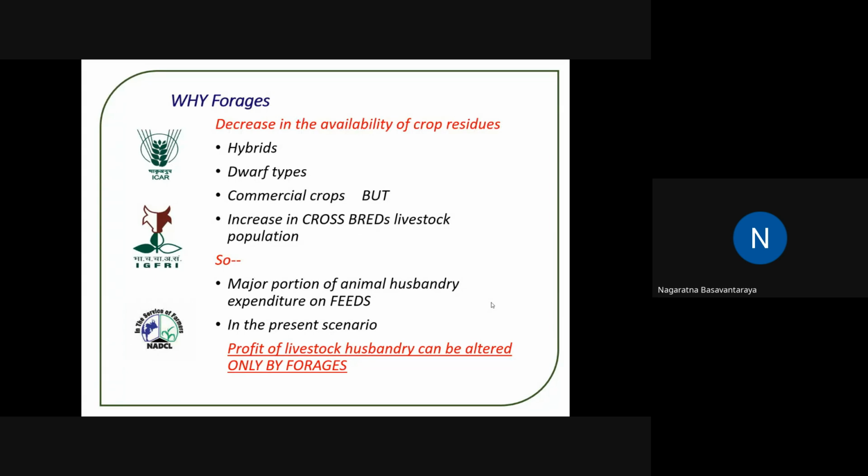But this profit situation or the income situation from livestock husbandry can be altered only by introducing the forages. There is no other means. The agenda here is to reduce the farmers' dependence on expensive feeds and increase the availability of quality fodder, so that the farmers save the expenditure on the feeds and are able to reap good profit from livestock husbandry.